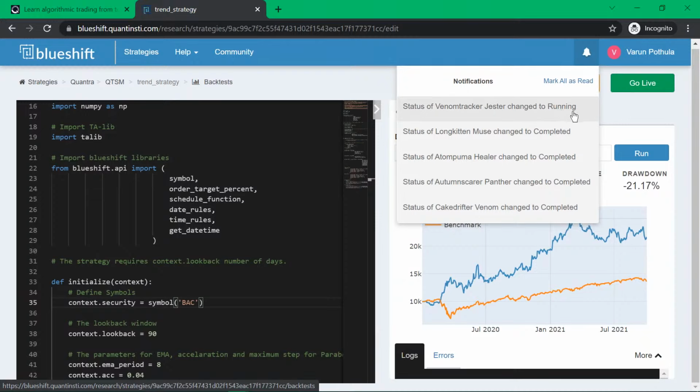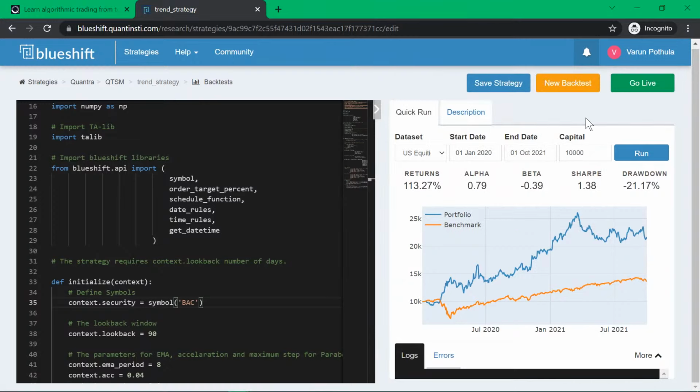So currently the backtest is running. Blueshift will give a random name to that, so you need not worry about this. Let's wait for 20 to 30 seconds and the backtest will be done. You can either run this strategy on US equities, you can also run this on cryptocurrency contracts like Bitcoin, Ethereum, etc. You can also run on Forex or Indian markets or US markets.